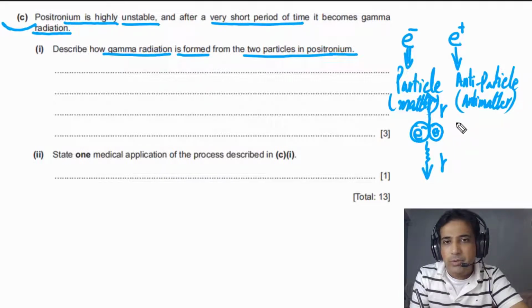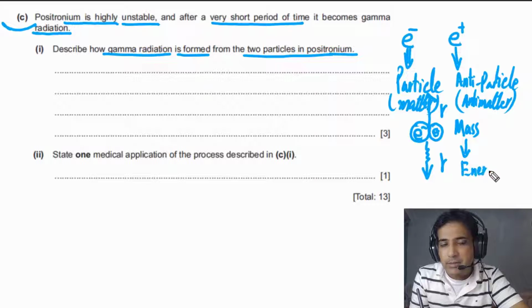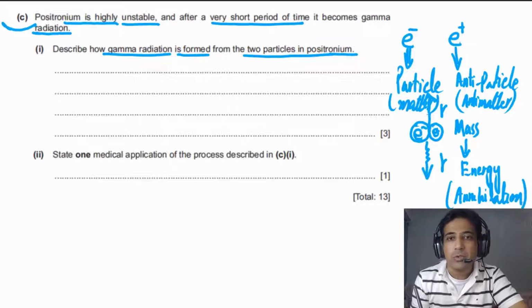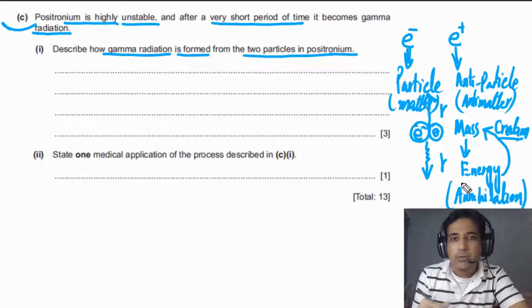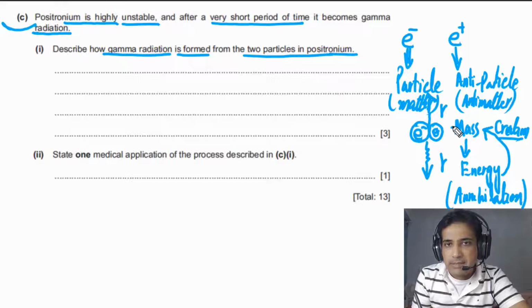When mass is converted into energy, this process is called annihilation. It means these particles will be annihilated and the mass will be converted into energy. But if energy is converted into matter, that process is called creation, like the creation of the universe. If energy is converted into mass, that is creation. But if mass is converted into energy, that is called annihilation.